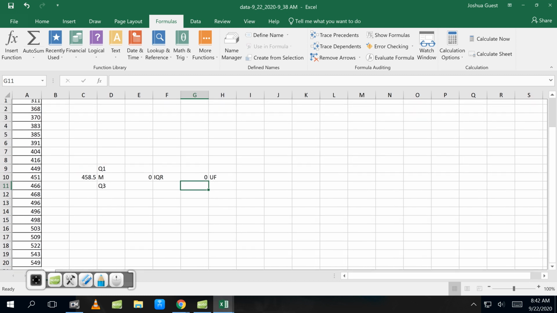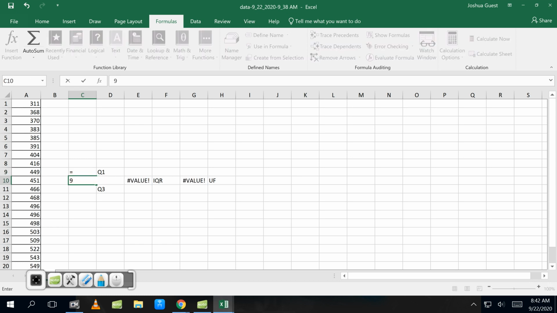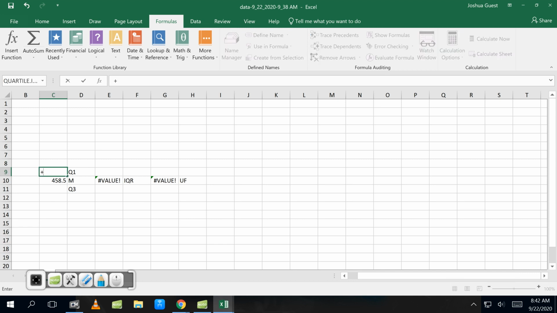So if I have 10 values, how many values are there? There's 10, so it's 5 and 6. Q1 is going to be between 5 and 6, so it's going to equal A5 plus A6 divided by 2. I just messed everything up. All right.